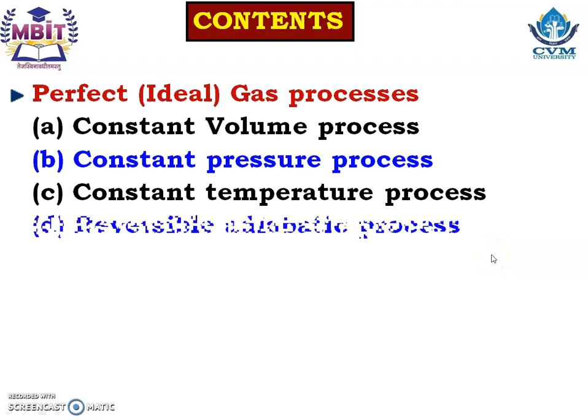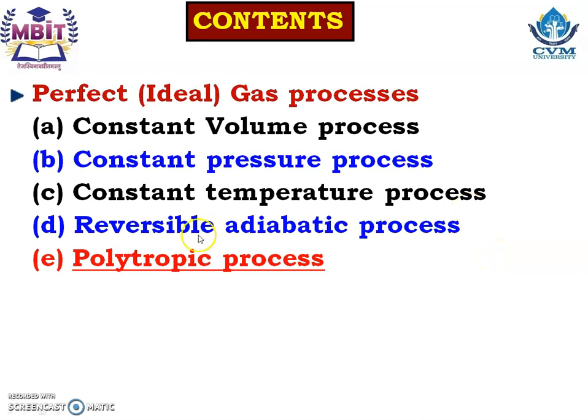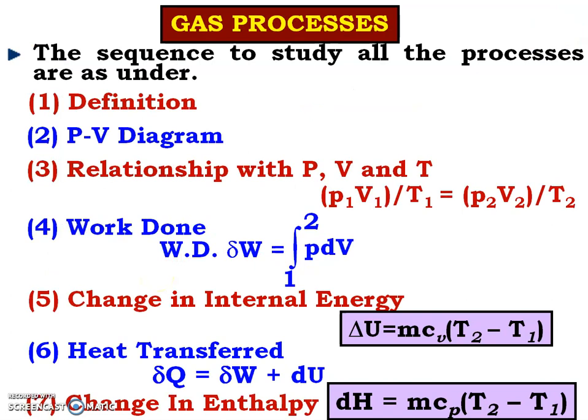The topic included in today's lecture is the polytropic process, and the sequence in which we are going to study it is: definition, PV diagram, relationship between P, V and T, work done, change in internal energy, heat transferred, and change in enthalpy.